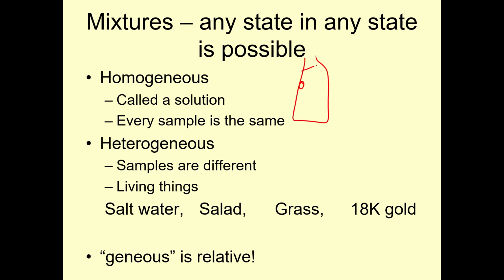if I take a sample from here, or here, or the top, or the bottom, or the middle, every sample will be the same. Like if you take a drink of Coke, it tastes the same the first sip as the last sip. Heterogeneous, the samples are different. Living things are heterogeneous.